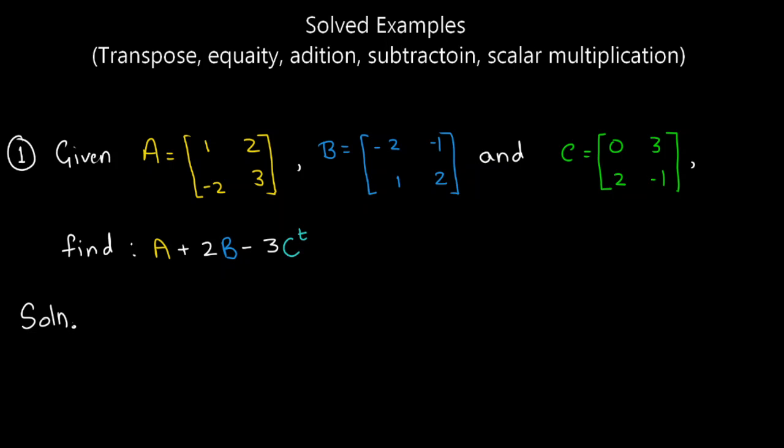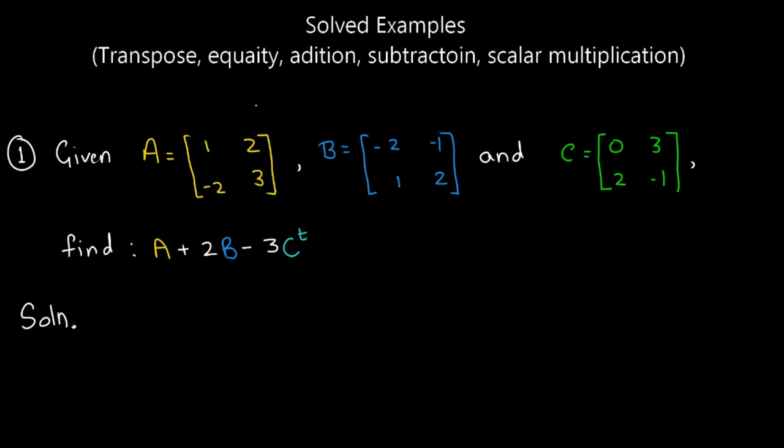Let us now solve a sum based on the concept we've studied so far. This particular sum deals with the addition, subtraction, scalar multiplication, and transpose of matrices. Let's read the question first. Given matrix A equal to [1, 2; -2, 3], matrix B equal to [-2, -1; 1, 2], and C equal to [0, 3; 2, -1]. We want to find the value of A plus 2B minus 3C transpose.